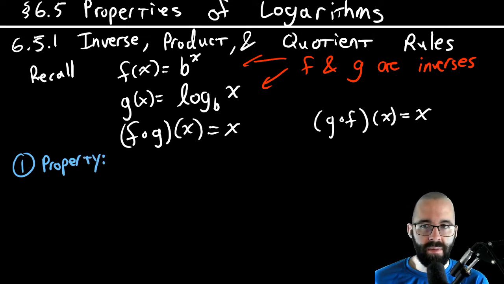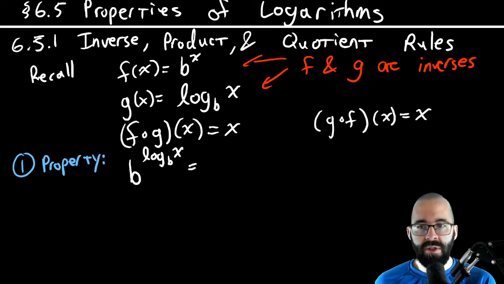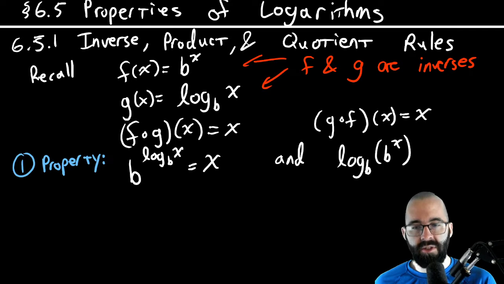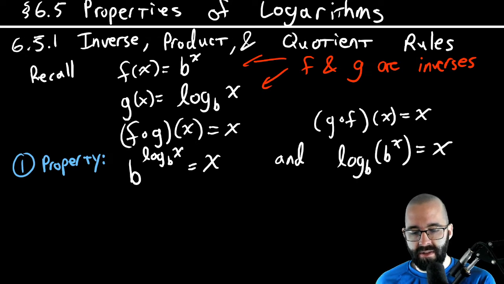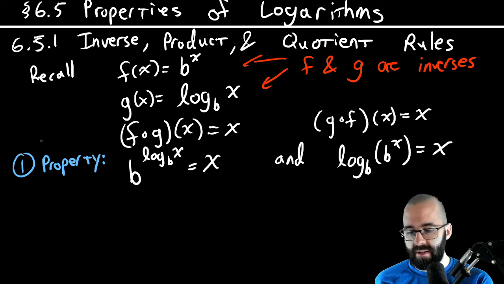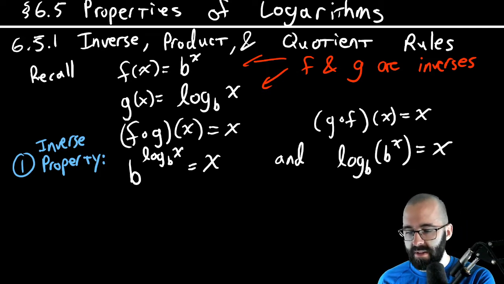Our first property of logarithms, the inverse property, says that b raised to the exponent of log base b of x, that exponential and that logarithm cancel each other out, and we're just left with x. And similarly, log base b of b to the x, these are also inverse functions, just in a different order. They cancel each other out to just x. Okay? And that's the inverse property. We'll talk about the product and quotient rules soon, but let's use this a little bit with an example.